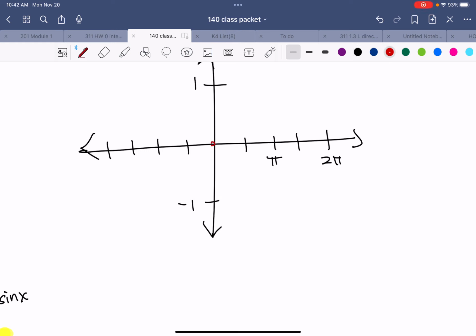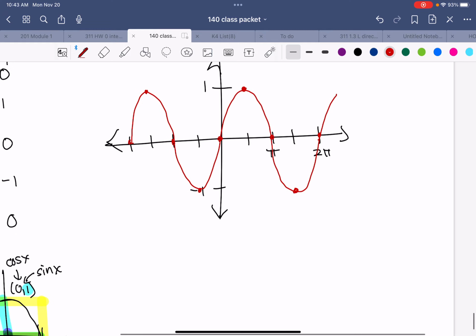All right, so we have 0, 0. We have pi over 2 and 1, pi and 0, 3 pi over 2 and negative 1, and 2 pi and 0. And we get what we're going to call the sinusoidal wave that comes through here like this. And then we would just continue to extend it. So this one's actually going to go down first and then come back up like this.